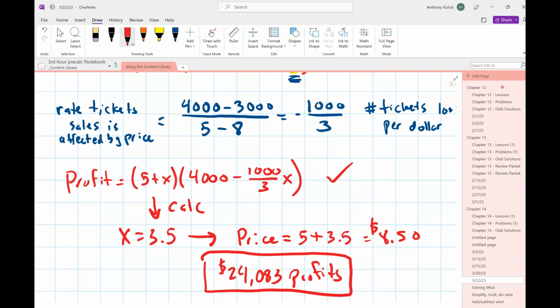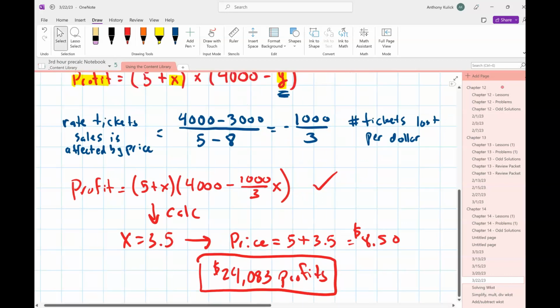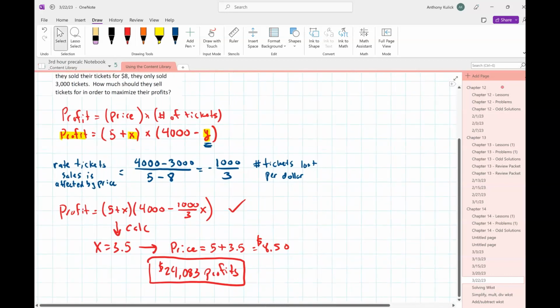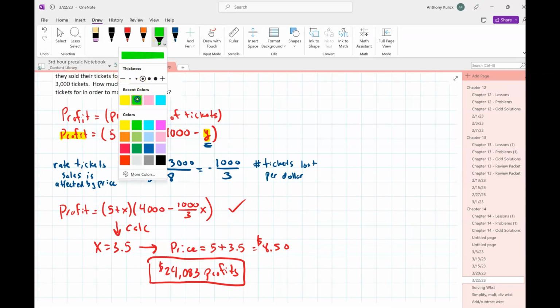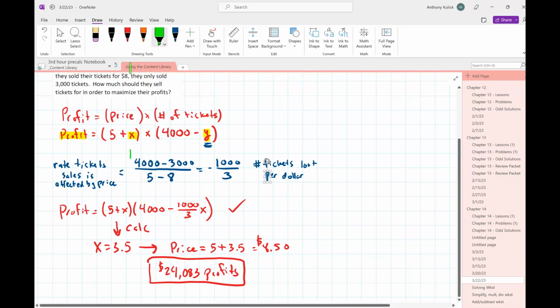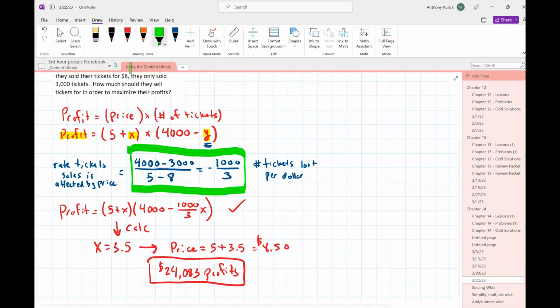What do you guys think? Is that okay? So again, the trickiest part was getting this thing set up. And this little trick that we did here to figure out a way to relate the number of tickets sold to the price increase was kind of the key to unlocking this thing, which was not obvious.